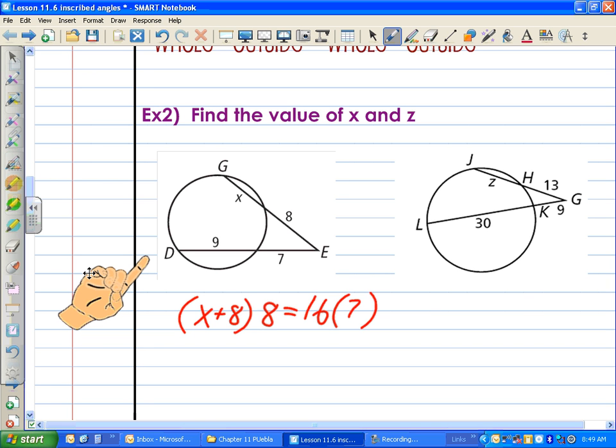Okay, I overheard someone saying, is this supposed to also add up to 16? It's not. It could be a different length, remember, because they're touching at different spots, so they're not going to be identical.